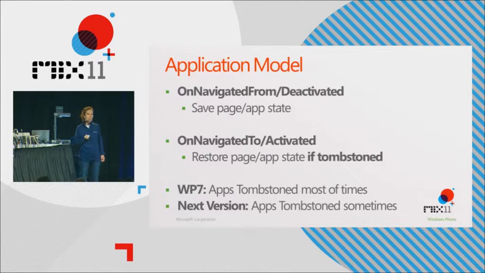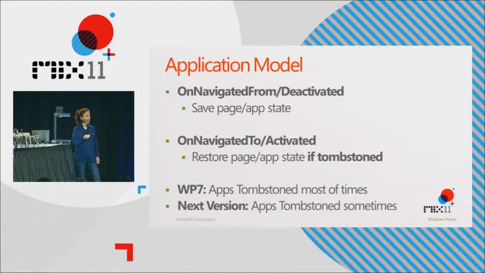So as you can see, the application lifecycle changes to enable fast app switching, but the application model doesn't really change that much. The application receives the same events and in the same order. When it's deactivated, the application receives the page OnNavigatedFrom, if it's a Silverlight application, and it receives the Deactivated event handler. And same as today, the application needs to save page state or application state. And when the application is activated, same as today, it receives the Activated event handler and the page OnNavigatedTo, and then it needs to restore state only if it was tombstoned. And that is also not different from what happens today on Windows Phone 7.